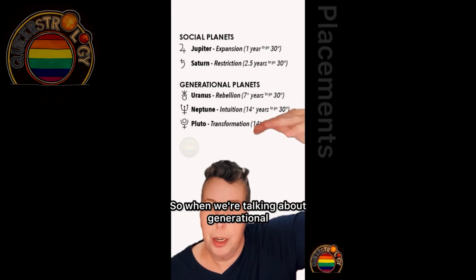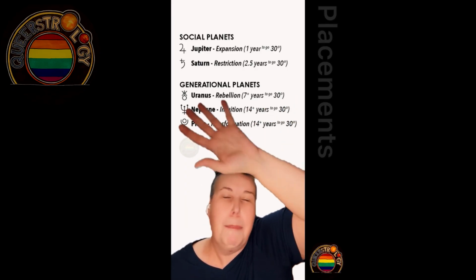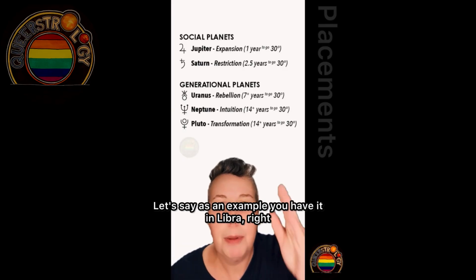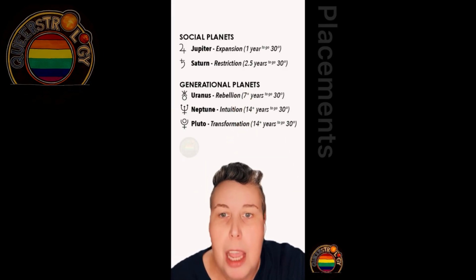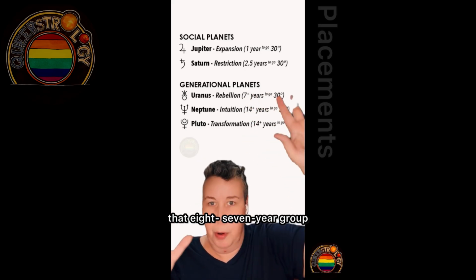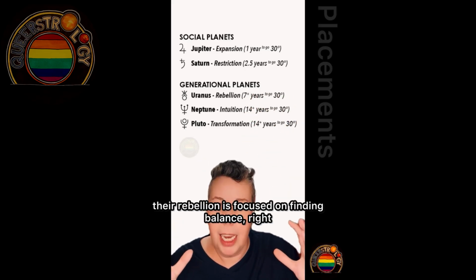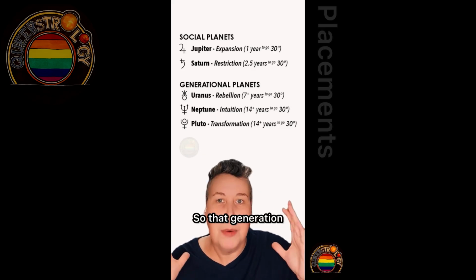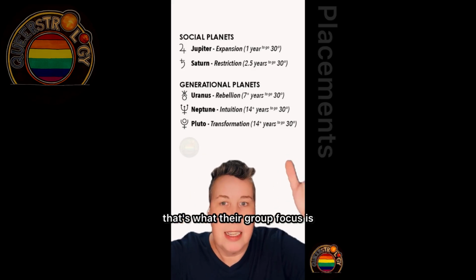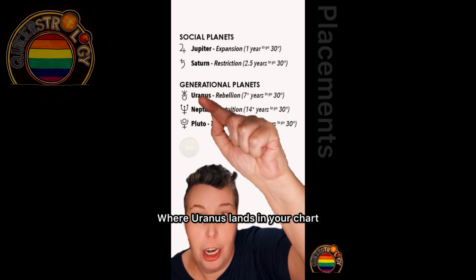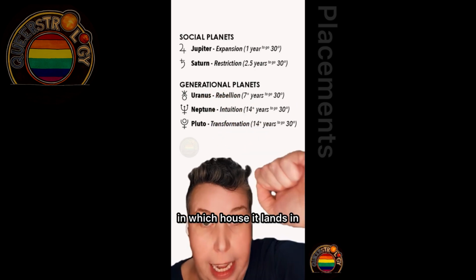So when we're talking about generational planets, as an example, people your age are going to have it in the same sign that you do, right? Let's say, as an example, you have it in Libra, right? So your generation, that 7-year group or whatever, their rebellion is focused on finding balance, right? So that generation, that's what their group focus is. What's your focus? Where Uranus lands in your chart, in which house it lands in.